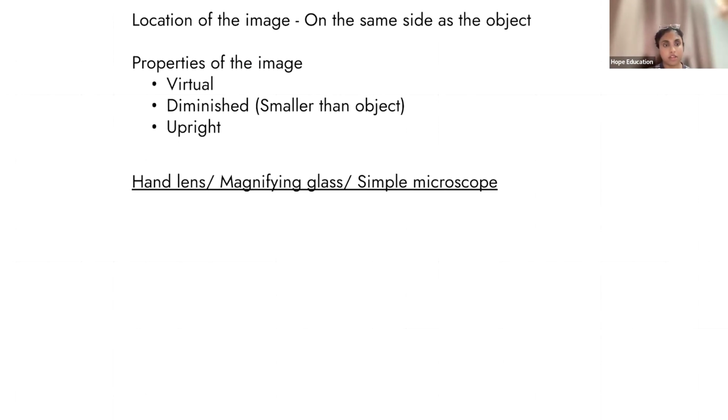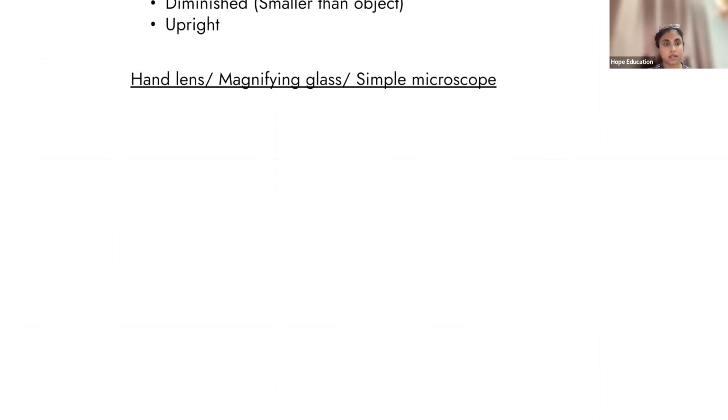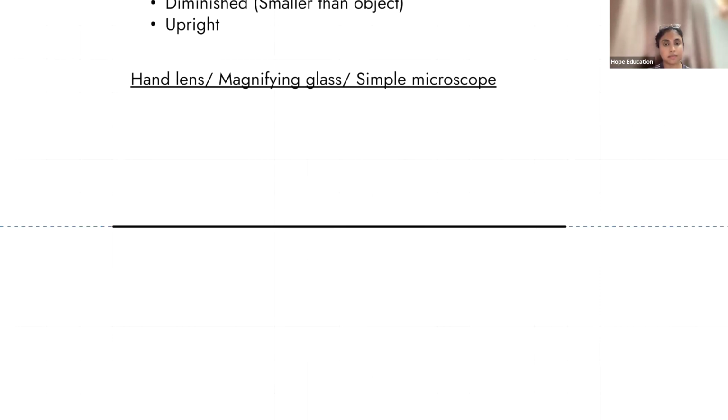Okay. So first of all, this is my principal axis. This is the lens, like this. Here I have my focal point F and F dash.